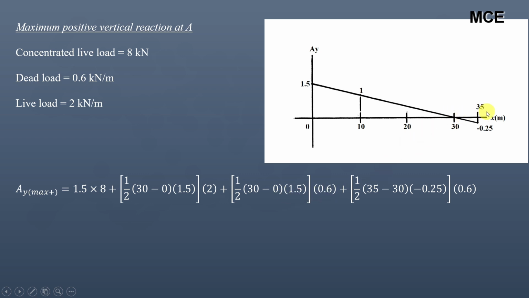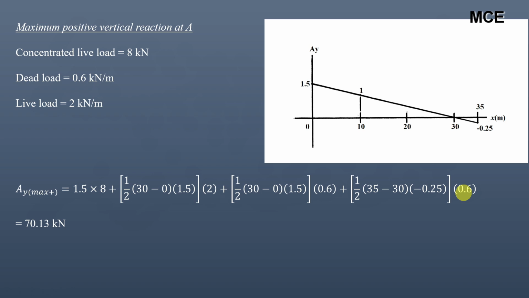And from 30 to 35, this is a negative portion of the influence line diagram. So it will be 1 by 2 into 35 minus 30 multiplied by minus 0.25, which is the ordinate for this portion, multiplied by the magnitude of the dead load, which is 0.6 kilonewton per meter. So maximum positive vertical reaction at A is 70.13 kilonewton. Okay, simply you have to multiply the concentrated load with the ordinate of the influence line diagram, and for UDL you have to multiply it with the area of the influence line diagram.